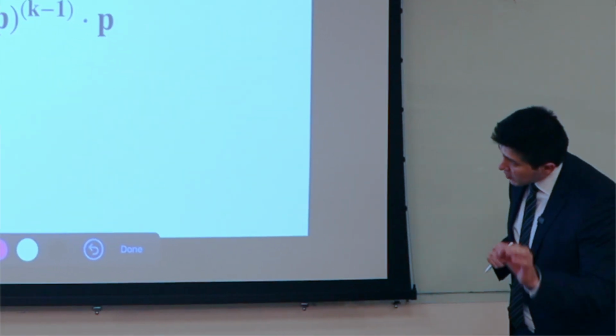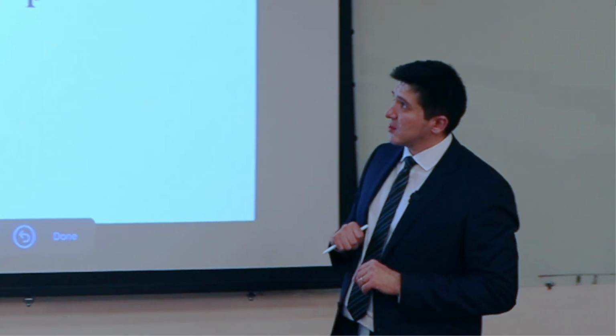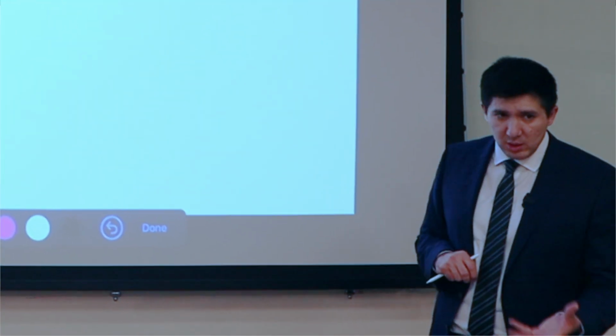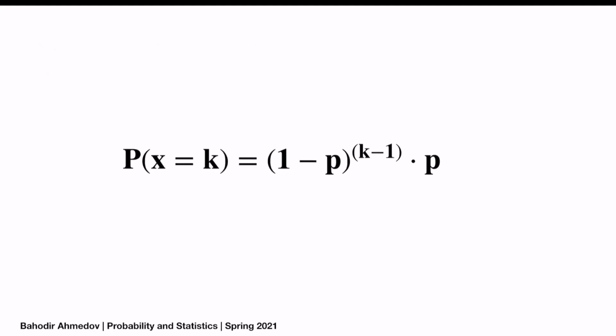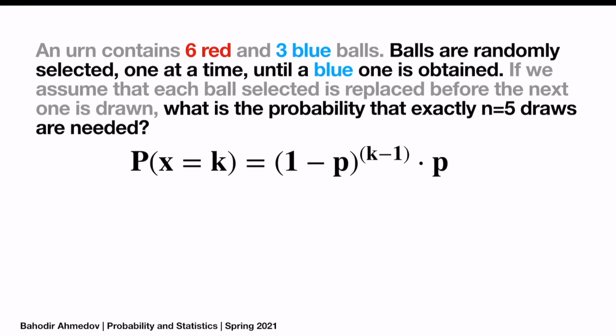So again, the number of trials which you need in order to get the first success is going to be called the geometric random variable, and its probability mass function is going to be given like this. So I would like to do an example. Let's say you've got 9 balls in an urn. 6 of them are red, 3 of them are blue. What is the probability, by the way, of choosing a ball which is blue? 3 over 9, right? Or 1 over 3.